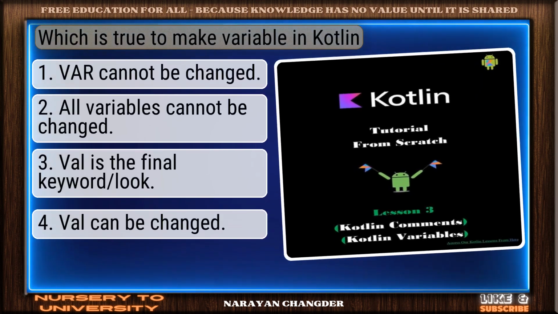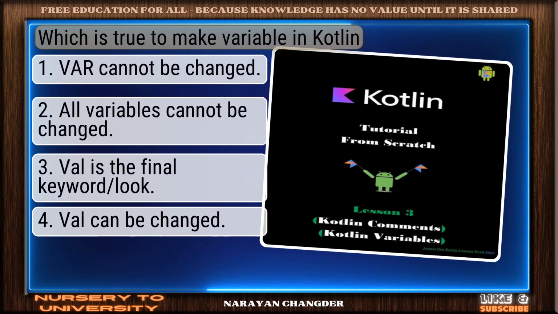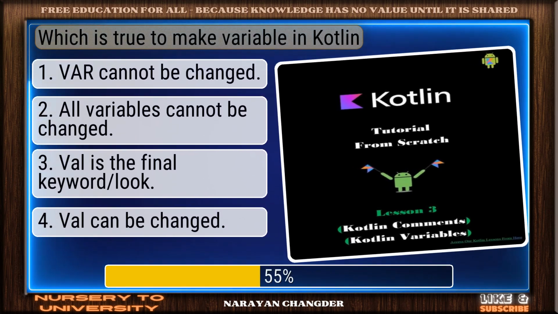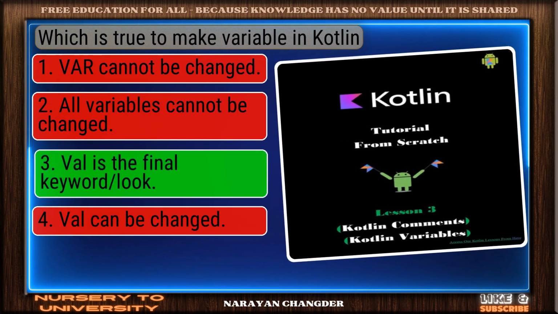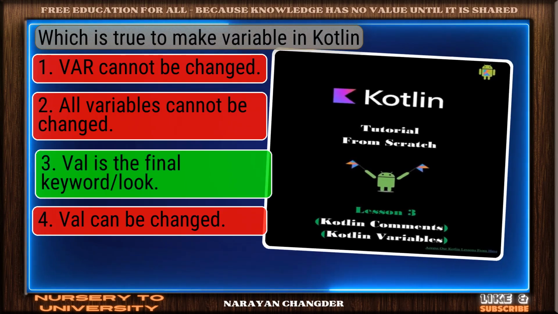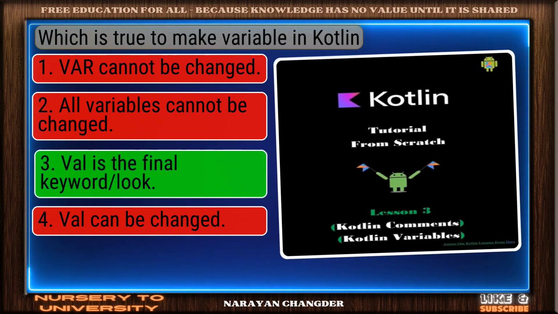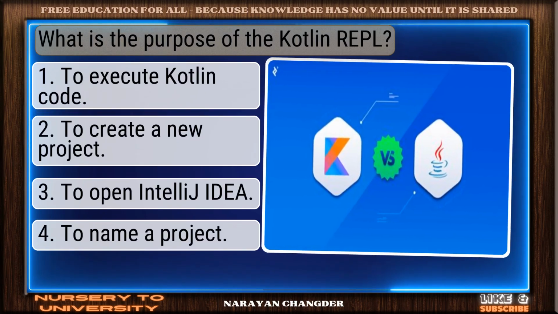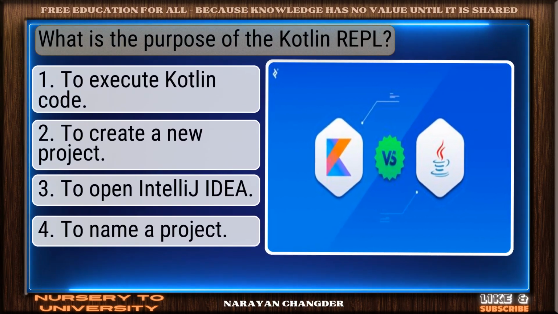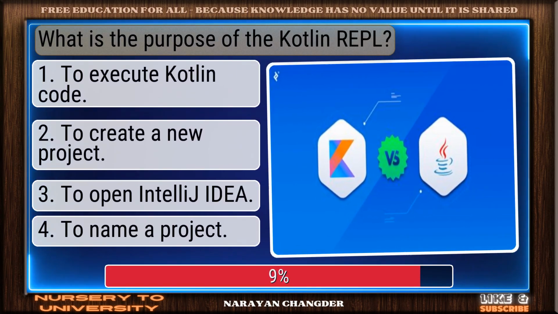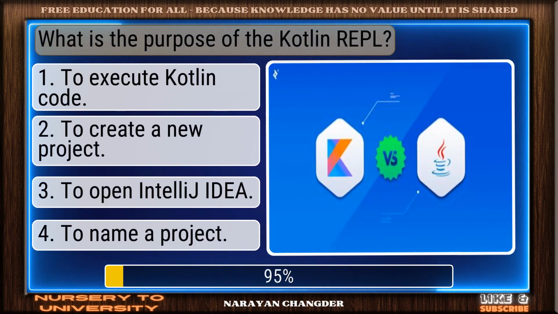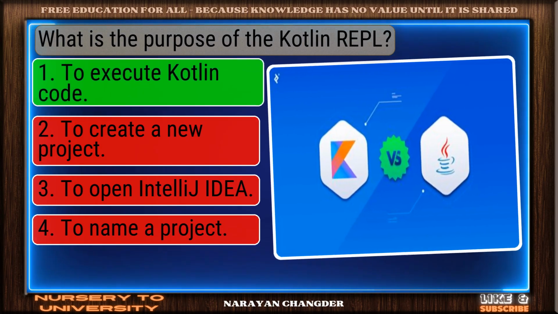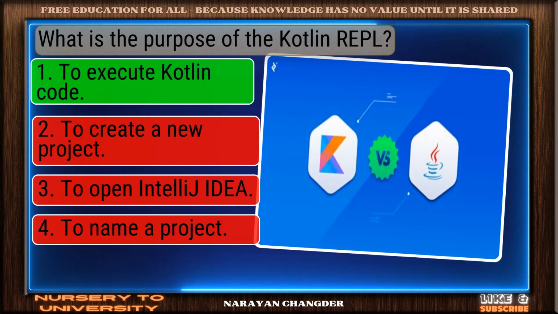Question number 61. Which is true to make a variable in Kotlin? Nice work. You chose val is the final keyword, and it is correct. Question number 62. What is the purpose of the Kotlin REPL? Bravo. To execute Kotlin code is the answer.